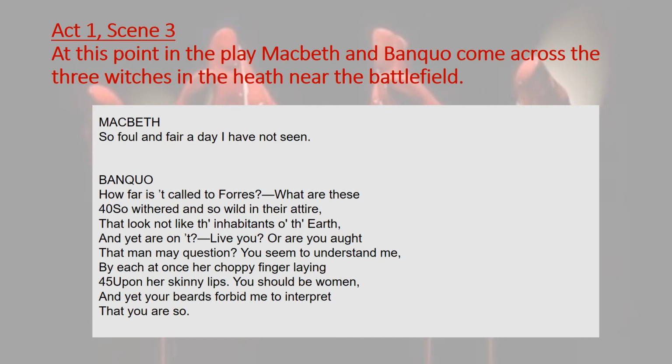So pause it here, try and read it through yourself. I want you to figure out why Shakespeare might have started with so foul and fair a day. We've got this oxymoronic language, and I want you to figure out the tone of Banquo's nature here. What is he looking at, and why is that important to the theme of the supernatural throughout the play?